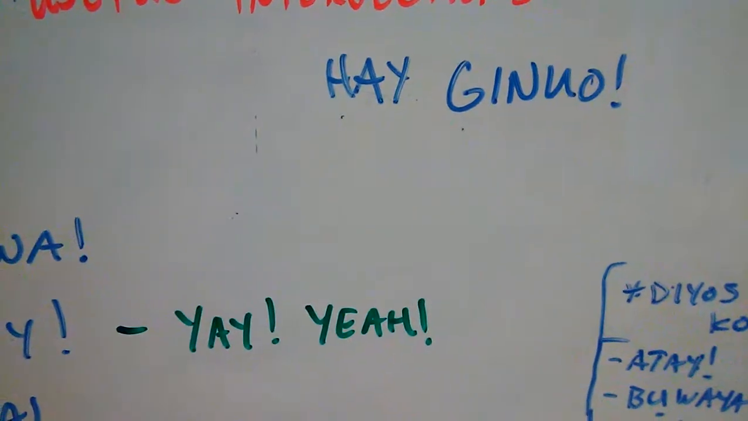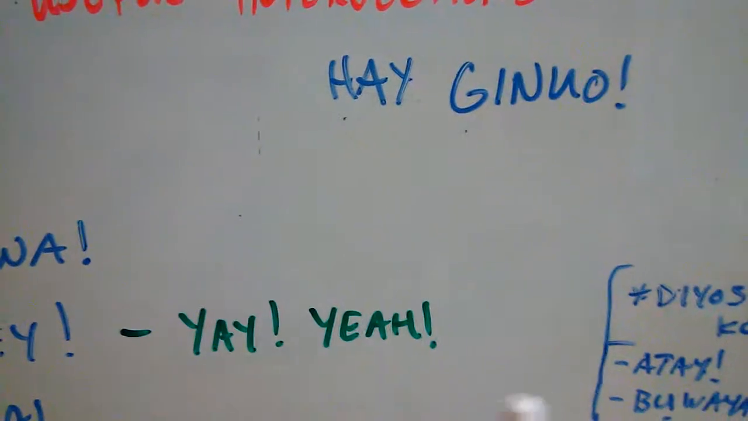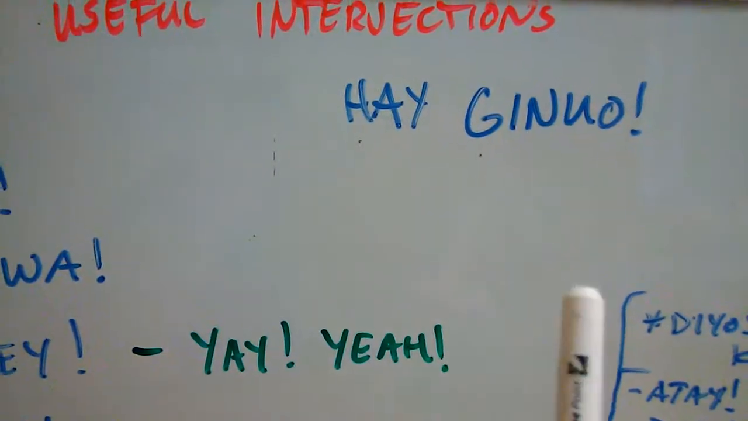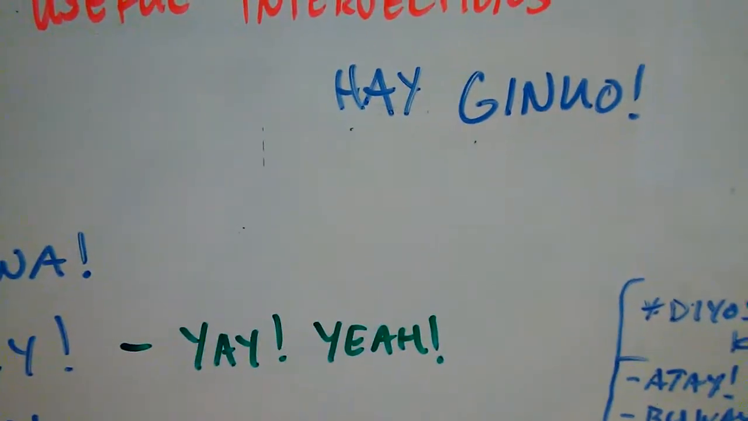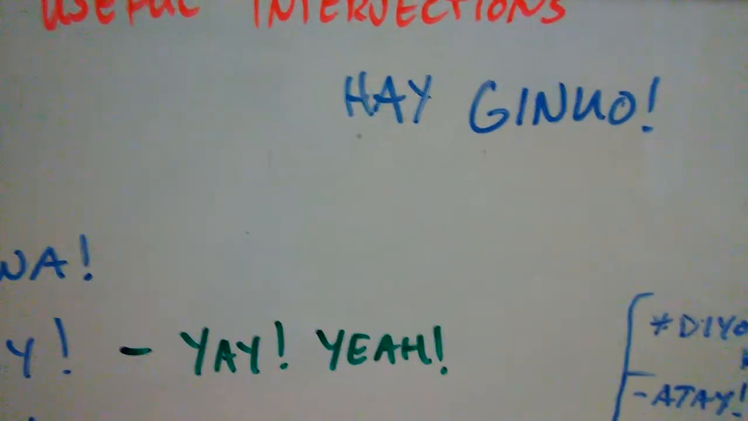Hai, it was more like, oh God, here we go again. You know, it's that kind of connotation. I guess that's the best way I can explain it. Hai, oh, here we go again. Oh God. In English, we have that.